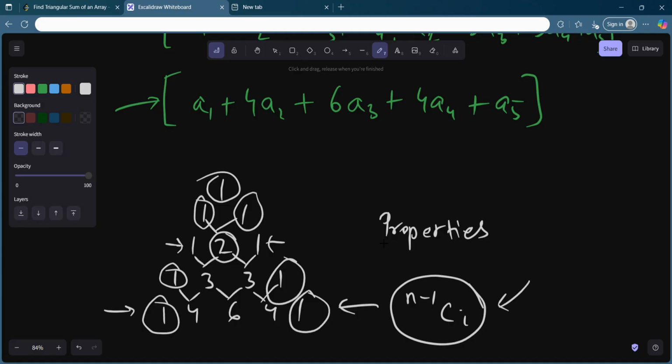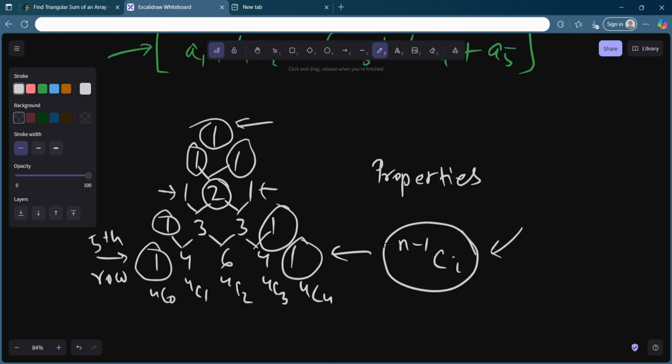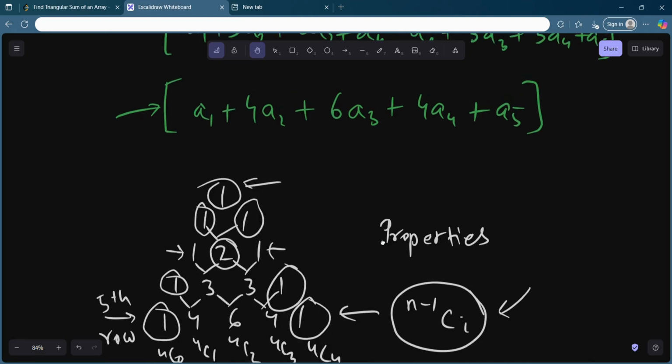You can call it the fourth row. Because this is the first row by default, you can call it the fourth row, or even just call it the fifth row. And you see what the elements are in this. The first element is nothing but 4C0, this is 4C1, this is 4C2, this is 4C3, this is 4C4. I hope you already know combinatorics from your high school. Okay, so yeah, you know this.